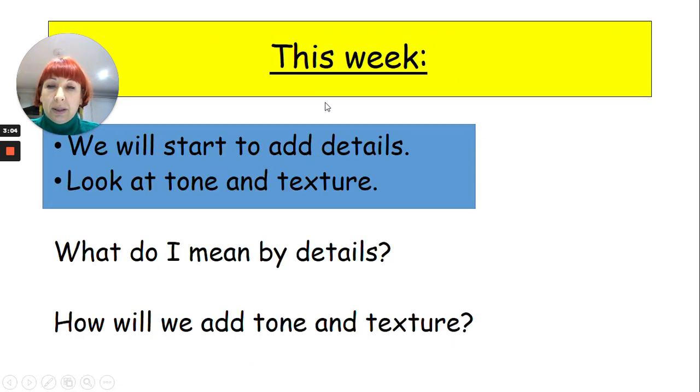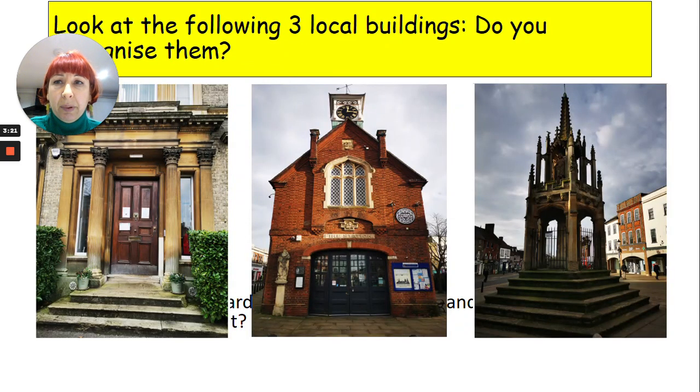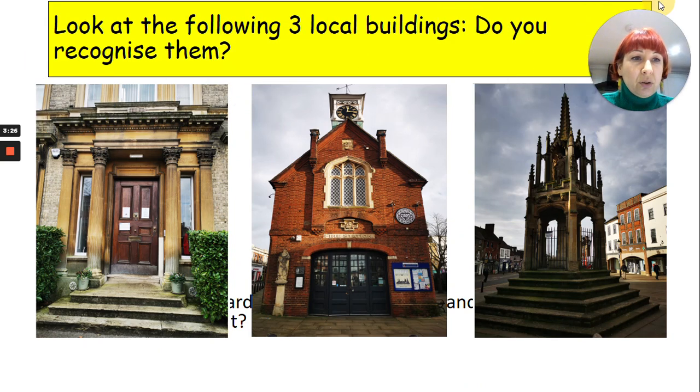So this week, as I said to you, we're going to start adding detail, and we're going to look at tone and texture. When I'm talking about detail, what am I actually referring to? And when I'm talking about tone and texture, how are we going to go about adding that? So looking back at the buildings that we started drawing last week, when I'm talking about detail, I want you to look at the drawing you have chosen and mention areas of detail.